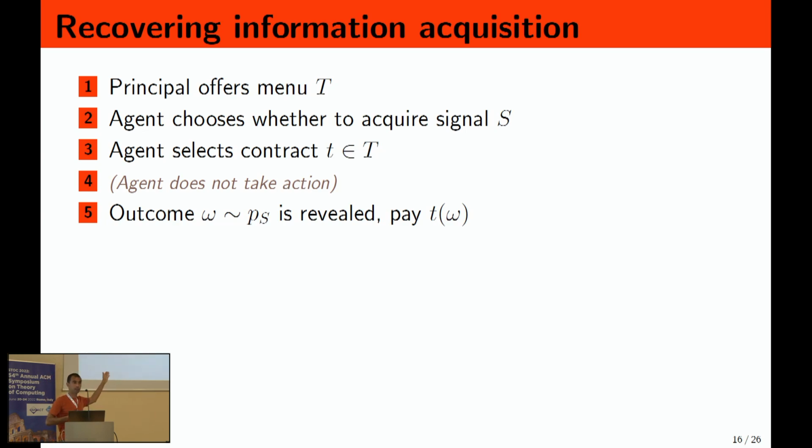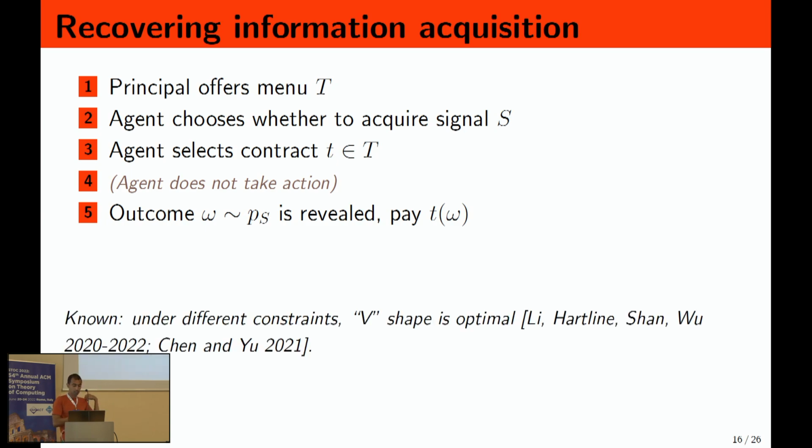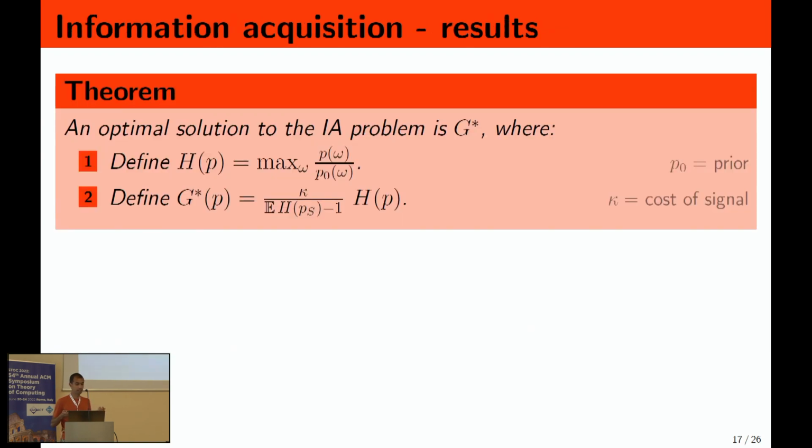So this is what that special case looks like. It's the same exact setting, except in step 4, there's no actions to take. So you can think of this as the information acquisition problem. And the general thing that had already been found out is that this V-shape type solution is optimal a lot of the time, or approximately optimal, and we're going to find the same thing. The nice thing about this setting is it's simple enough to admit a closed form solution.